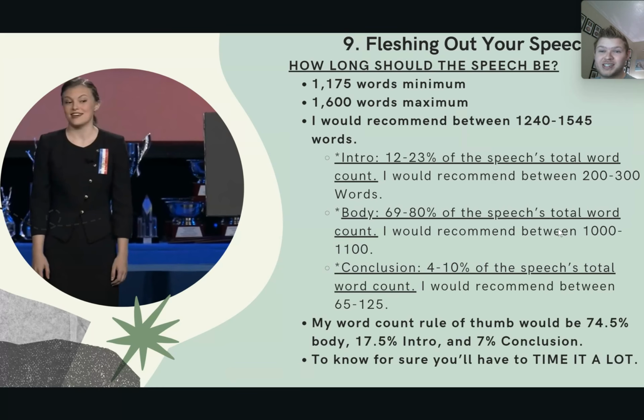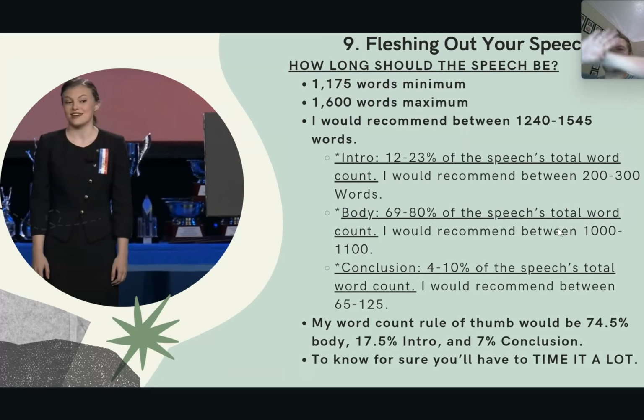And then the shortest, smallest part of the speech is the conclusion, which is only about 4 to 10% of the speech's total word count. The average long conclusion is 98 words, and the median in finals is 95 words. 85% of conclusions in NSDA finals are between 55 and 135 words. I would probably recommend somewhere between 65 to 125 words.